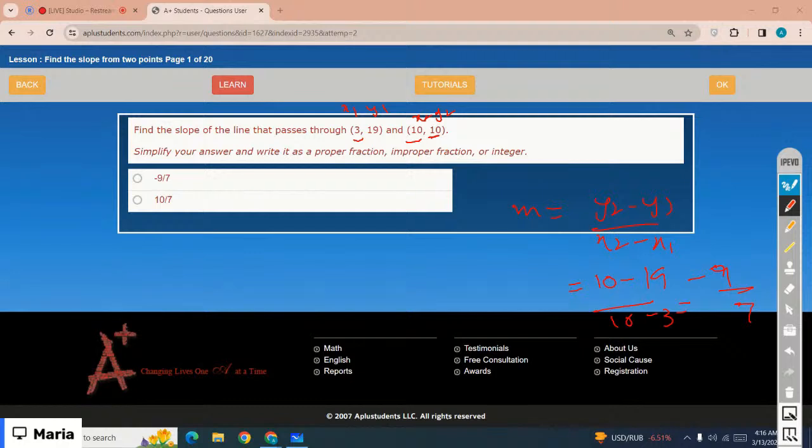Option number 1 is the correct option, right? Negative 9 over 7 is the correct option.